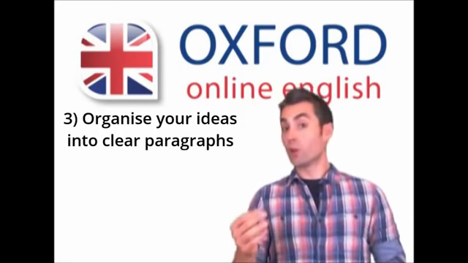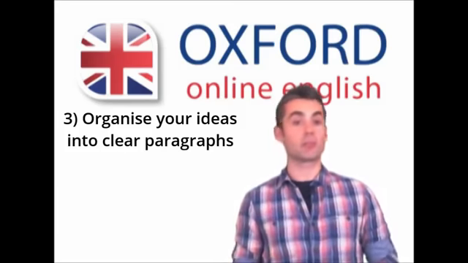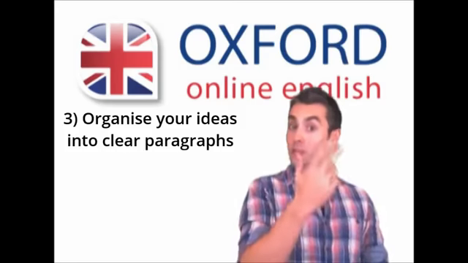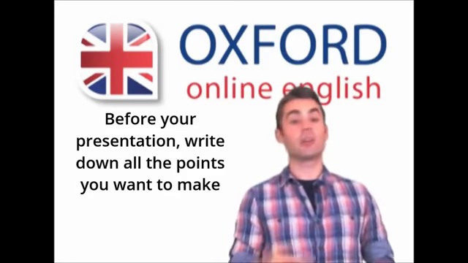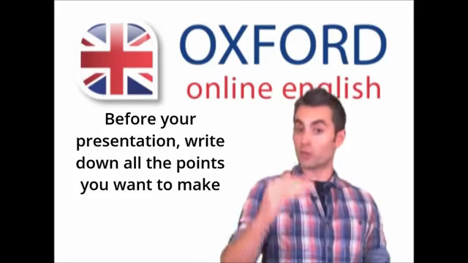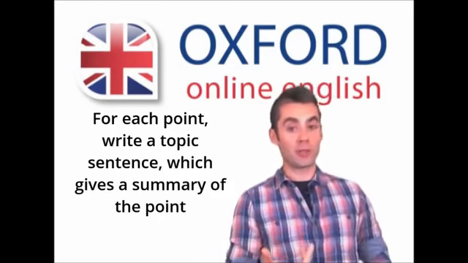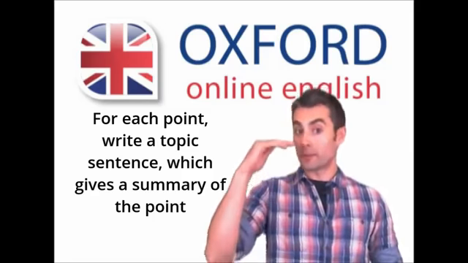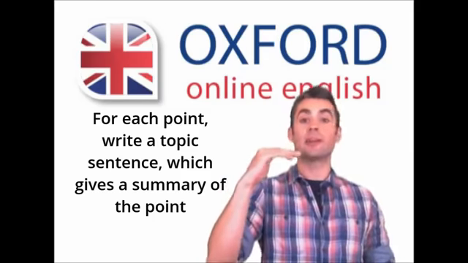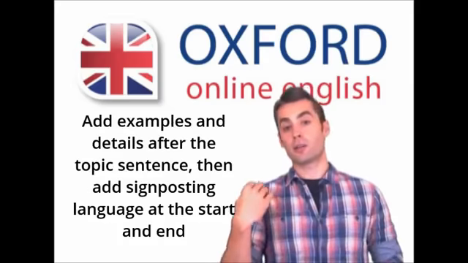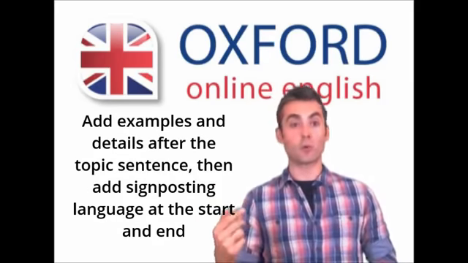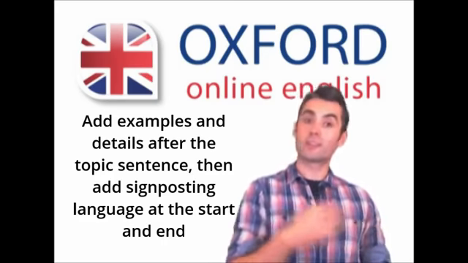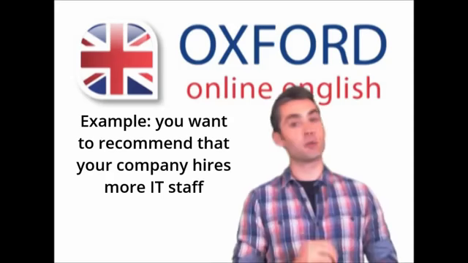Point 3. Organize your ideas into clear paragraphs. Just because your ideas are clear in your head, that doesn't mean they'll be clear to your audience. Before your presentation, make a list of all the points you want to make. Then, for each point, write a topic sentence. A topic sentence goes near the beginning of a paragraph and gives a summary of the paragraph. Think of examples and details to support your point, and add signposting language to show where each point starts and ends. Let's do an example.